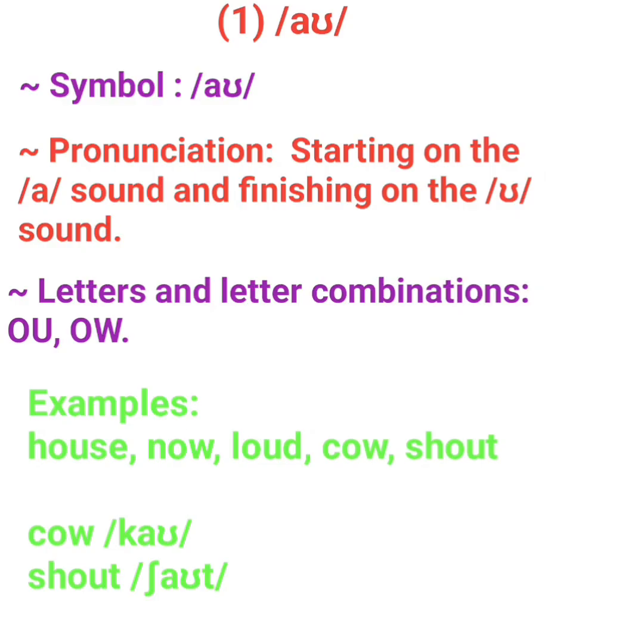Letters and letter combinations: OU, OW. Whenever you have OU letters or OW that give the /aʊ/ sound, that will be the symbol. We have many examples, such as: ow, now, loud, cow, shout.